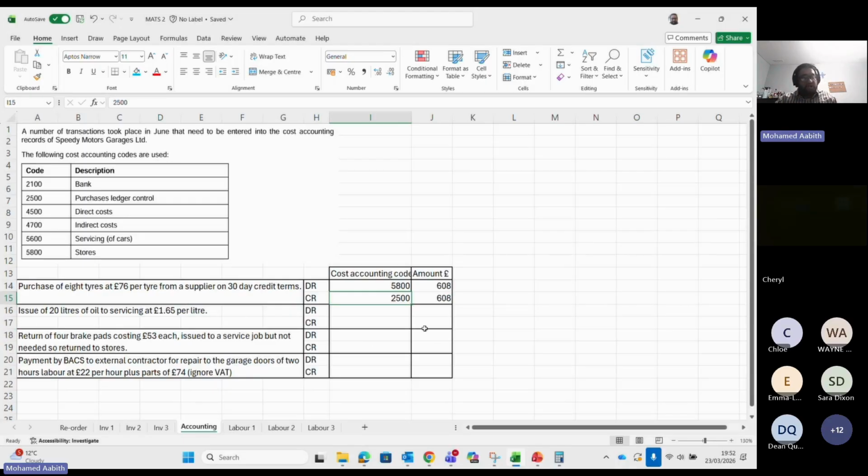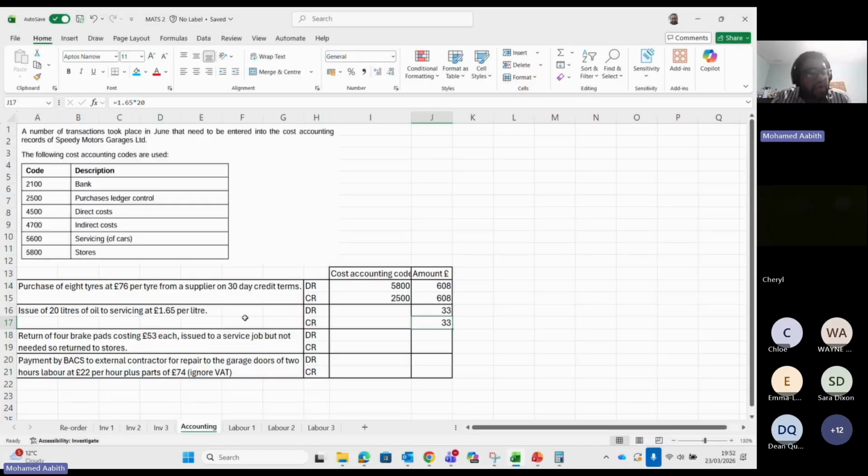So let's look at this cost again here. What is the cost now? The oil, it's going to be £1.65. So 165 times 20 liters, which is going to be £33. So it's going to be exactly the same. But they didn't say anything about how they paid for it. They are issuing 20 liters of oil to servicing at £1.65.